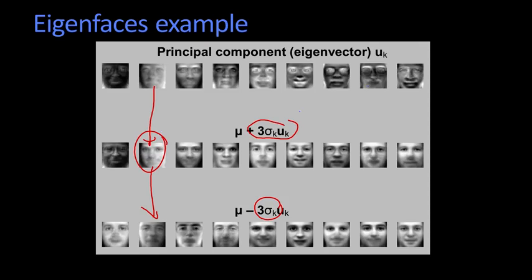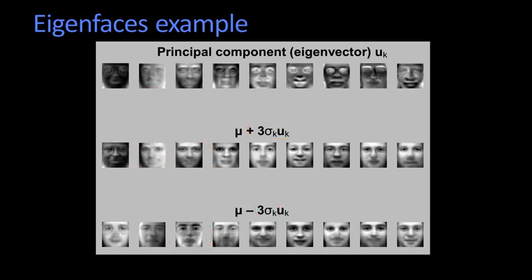Let's take another one. Here, for this component, if I add positive, it tends to look a lot more feminine. When I go negative, it tends to look a lot more masculine. Okay? So each of these different eigenvectors is adding in some other different variation, some other different element.